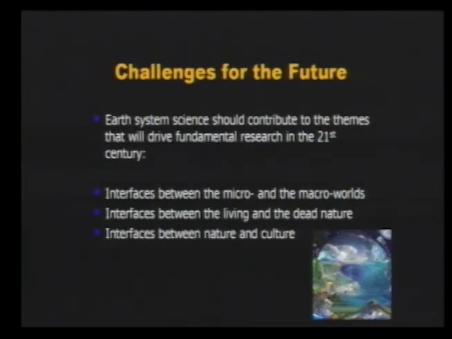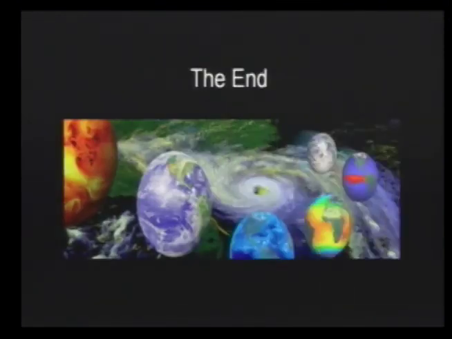So, challenges for the future. I took those 3 bullets here, not from anything related to geosciences, but from the Max Planck Society, who has been trying to look at how its science should be evolving. And you will see that it fits very well to what we are doing. Interfaces between the micro and the macro worlds, in other words, across scale interactions. Interface between the living and the dead nature. This is exactly how to link the biosphere with the physical climate system or the human dimension. And an interface between nature and culture, which is perhaps the social system and the natural system. Thank you.